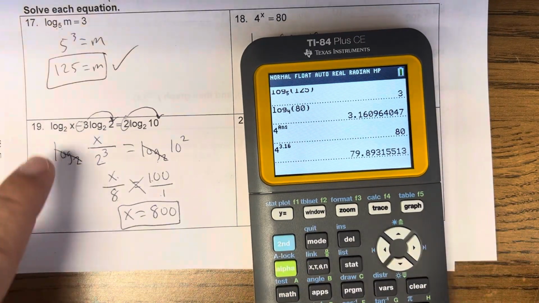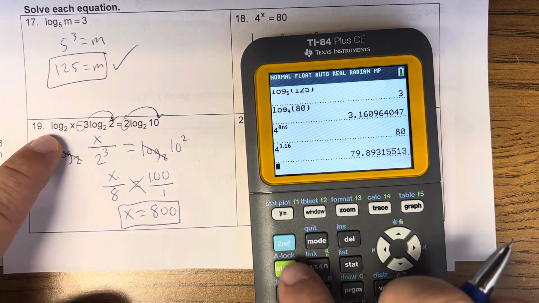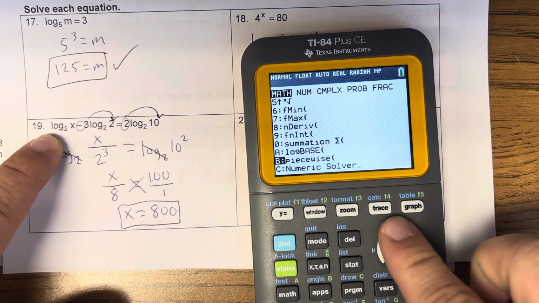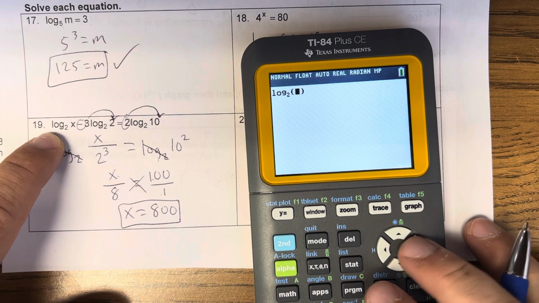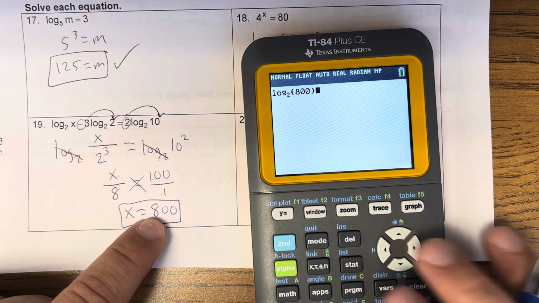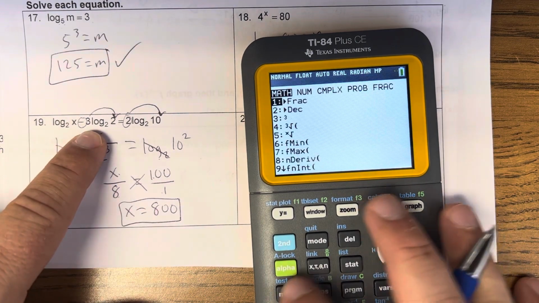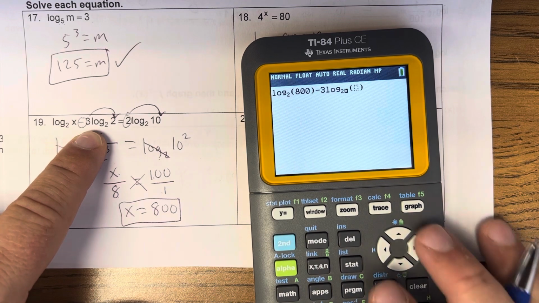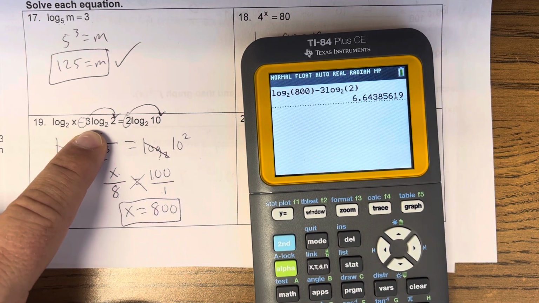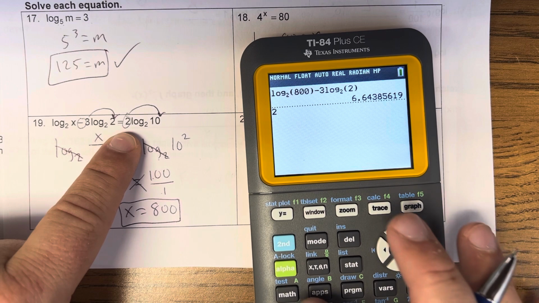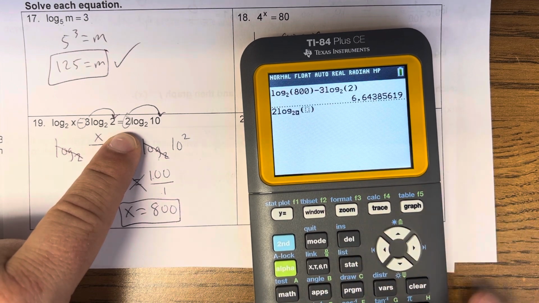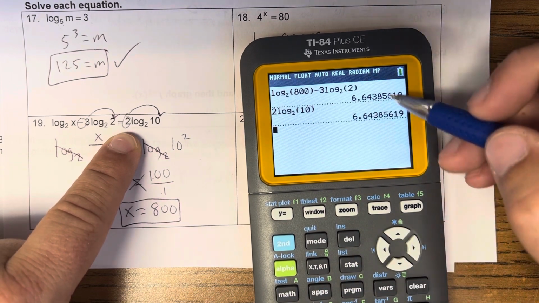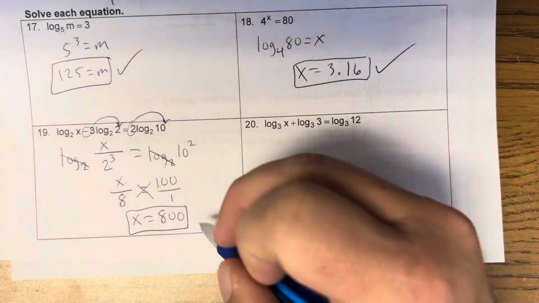So to check this one, I just got to make sure the left equals the right. So I'm going to have log base 2 of my x, which is 800, minus 3 log base 2 of 2 equals that. And on the other side, I've got 2 log base 2 of 10, and they are the same thing, so we got it correct.